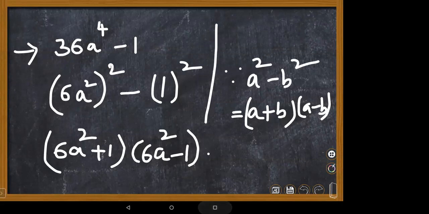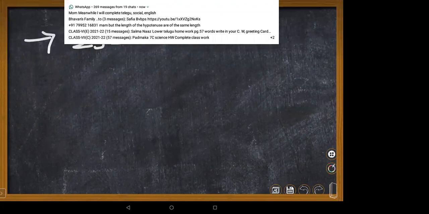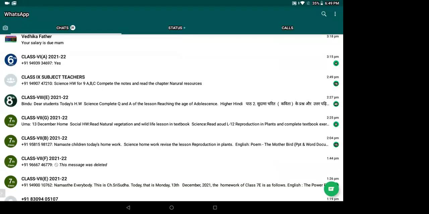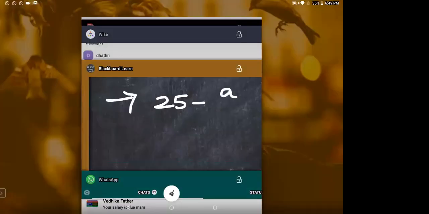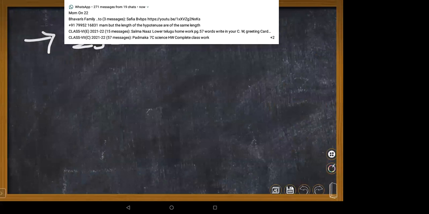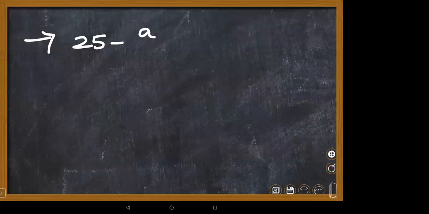Next one. I'm taking different varieties, children. Please try to answer or else try to observe, because the more we practice, the more perfect you will get. 25a square by b square.